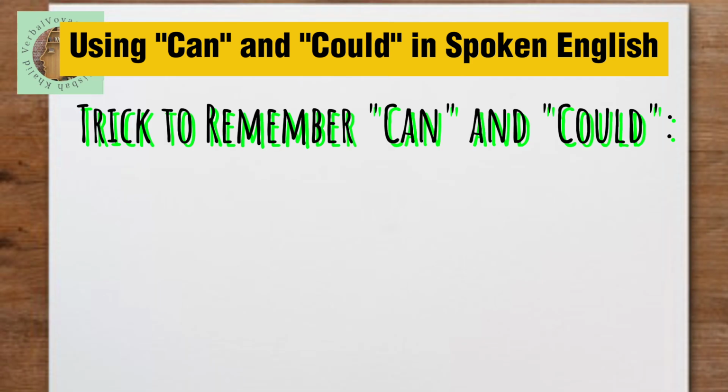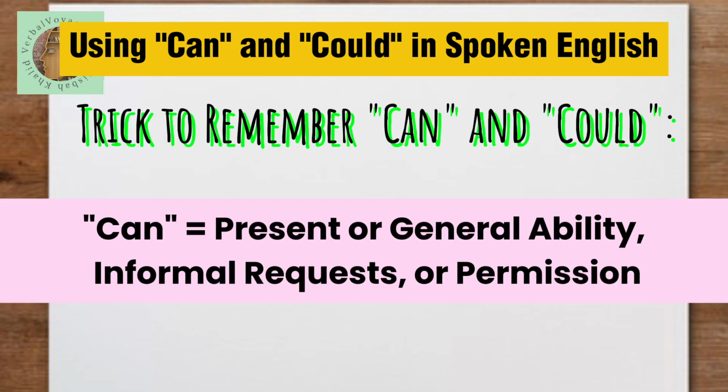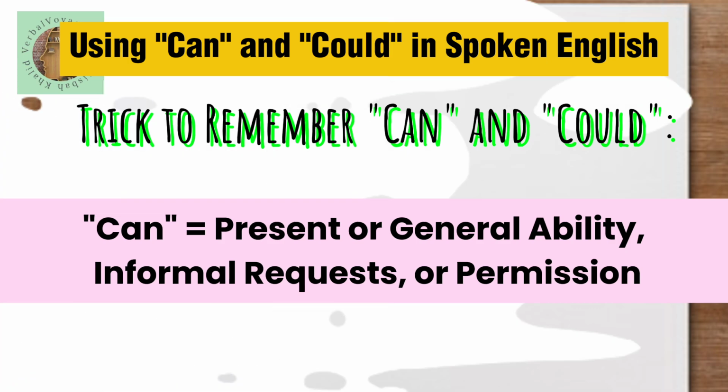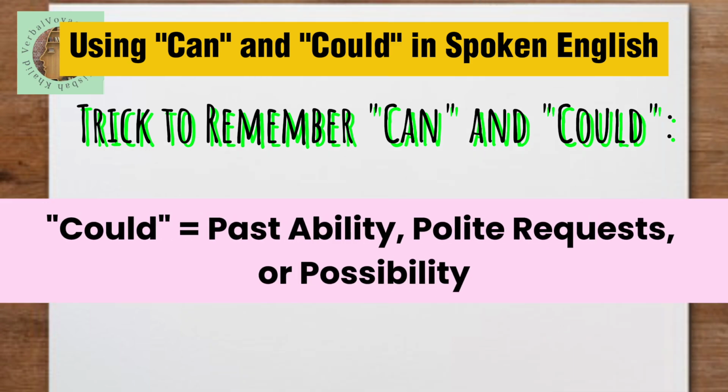Trick to remember can and could. Can is used for present or general ability, informal requests, or permission. Think of can as something you are capable of doing right now or asking casually. And could is used for past ability, polite requests, or possibility. Think of could as something you were able to do, or if you are being polite and unsure about something.